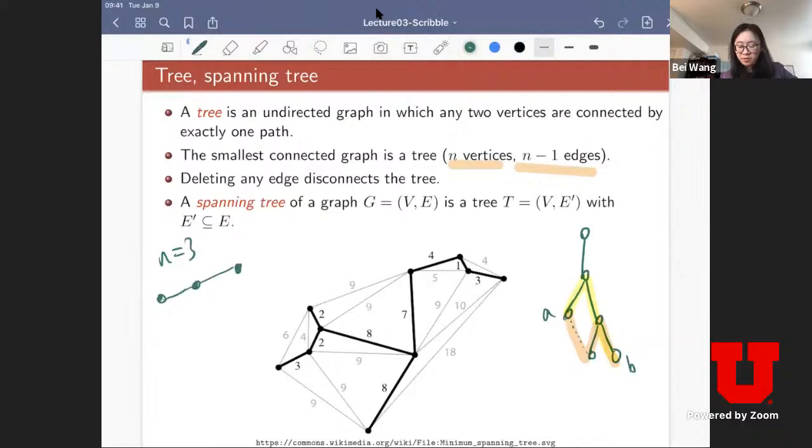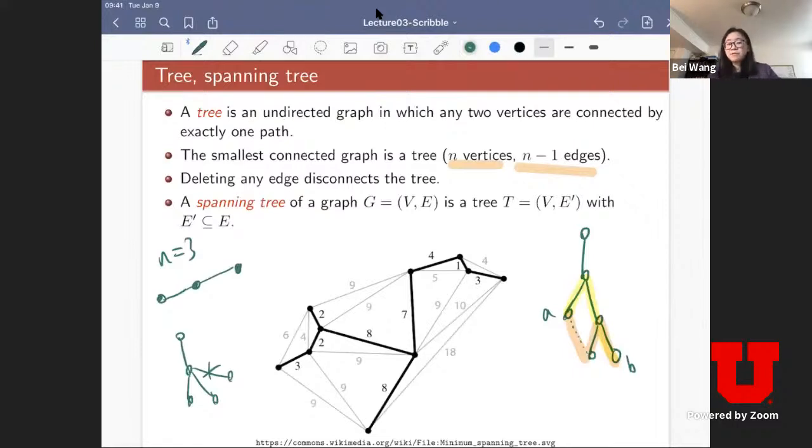Another interesting component is that if I have a tree and I delete any edge, for example this edge, it's going to disconnect the tree. This goes hand in hand with the previous statement that the smallest connected graph is a tree. That means I'm going to connect all the vertices with the smallest number of edges. If I could delete one more edge and still remain connected, then it's not the smallest number of edges to connect them. So you can prove it by contradiction. The property of a tree is that if you delete any edge, it's going to disconnect the tree.